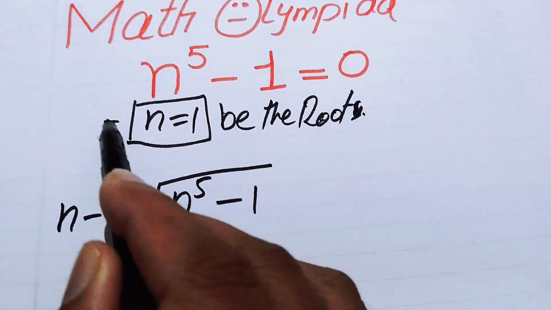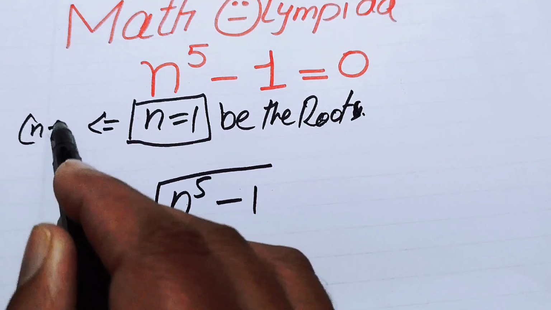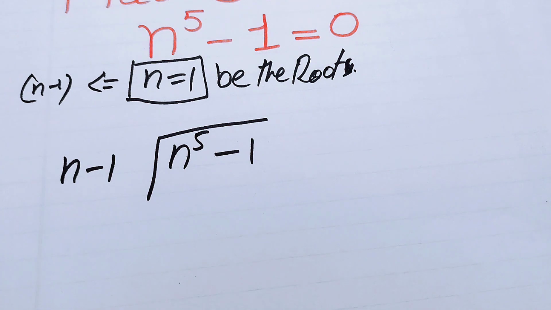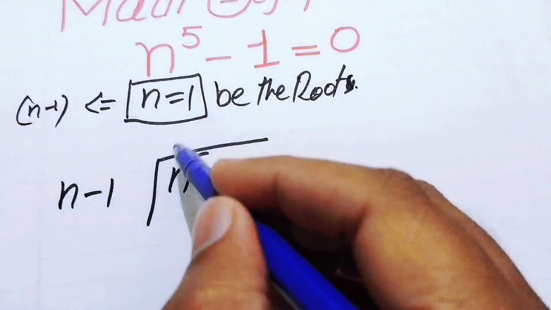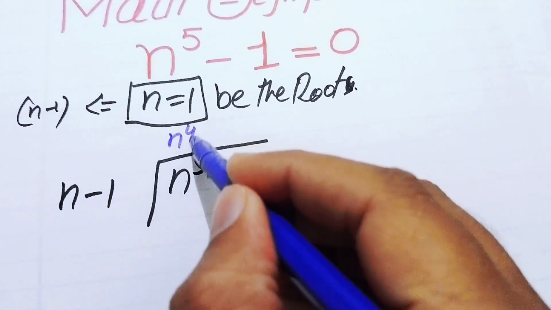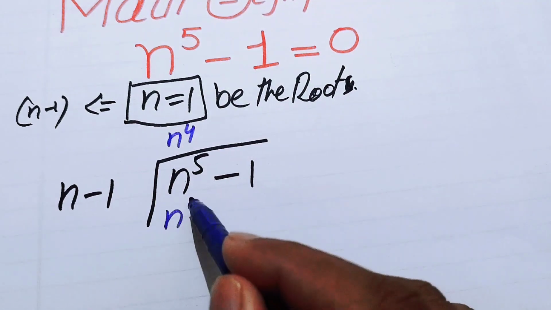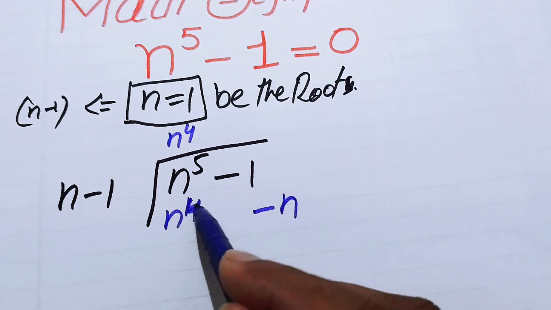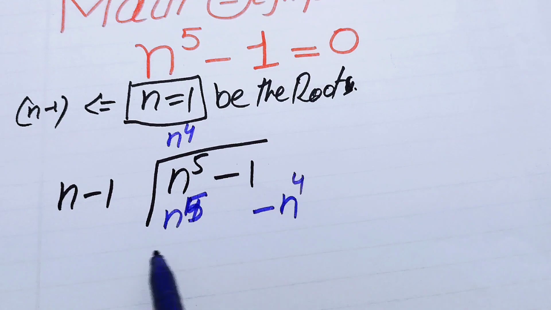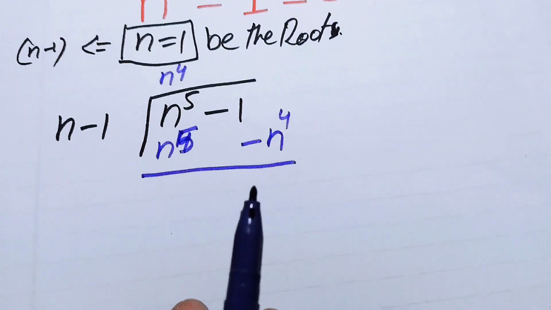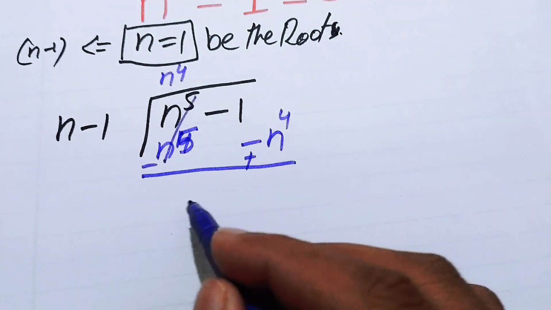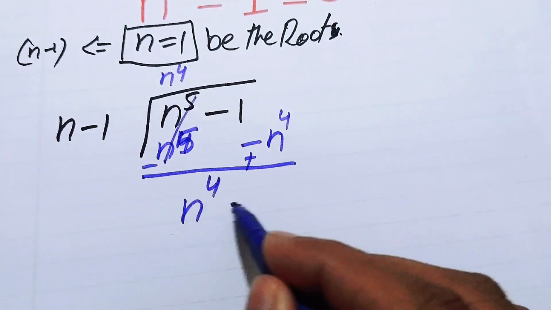So here you will just get n minus 1. So we will divide this equation by n minus 1, and first you will multiply by n to the power of 4. Then you will get n to the power of 5 minus n to the power of 4. And now we will just subtract these values, and these are gone, and here you obtain n to the power of 4 minus 1.